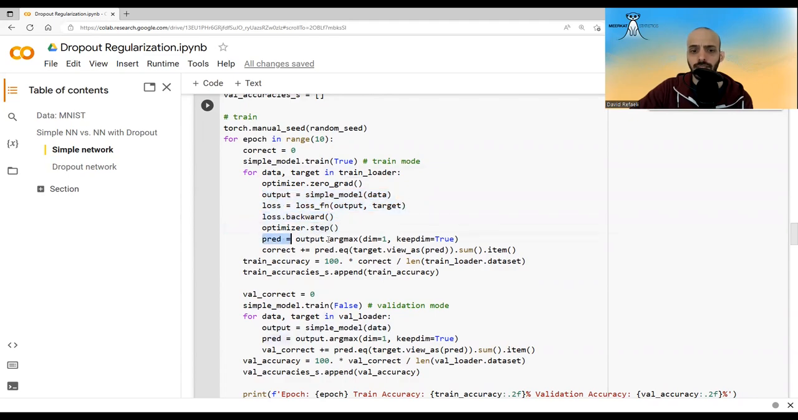Then we predict. We just take the argmax, the maximum of the 10 values for each observation. If it's the first one, we will get a 0. If it's the 10th one, we will get a 9. And these will be our predictions. Then we calculate the accuracy. We check whether the predictions are equal to the actual labels, sum up all the ones that are, divide by the total number, and multiply by 100 to get a percentage, and we add this up. We do exactly the same for the validation set.